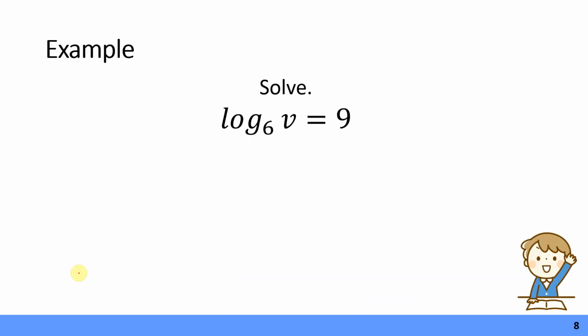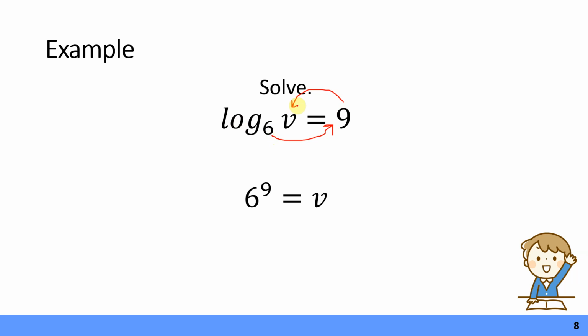Here we go, we have a problem and we go through the steps, right? Step 1 is make sure you have a single logarithm on one side of the equation. Lucky for us, there's only one log, there's nothing on this side, so step 1 is done. Step 2, we're going to have to rewrite this as an exponential. To get rid of the log, we rewrite it, and hopefully you remember it's 6 as a base to the exponent of 9 equals v. So there we go: 6 to the 9 equals v.